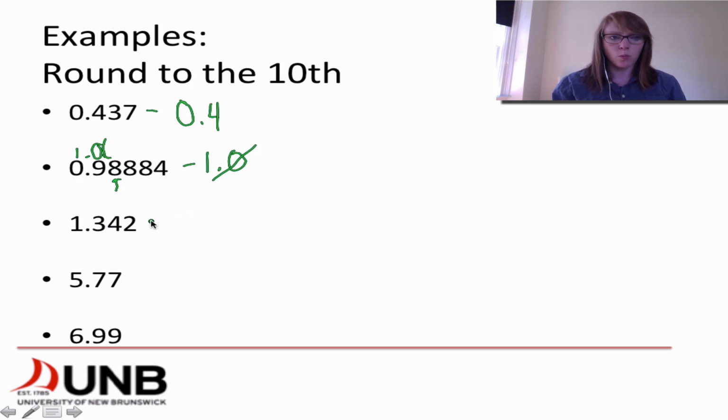Our next question, 1.342. We know that we're going to the 100th position to round to the 10th. It's 4, so we are leaving it as 1.3. 5.777, the number in the 100th position is 5 or greater, so this number is going to be rounded to 5.8. And 6.99, again, the 9 is going to bump this up to a 0, so this is going to be 7. So that's rounding to the 10th position.